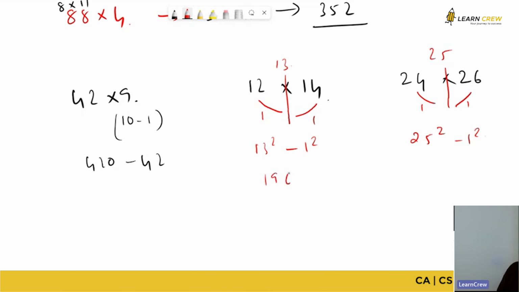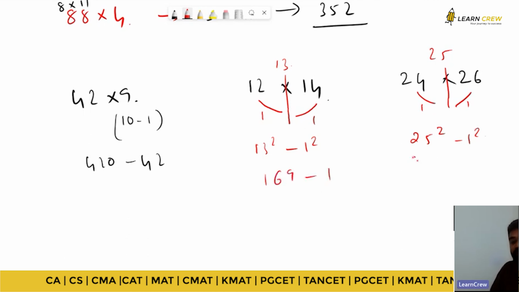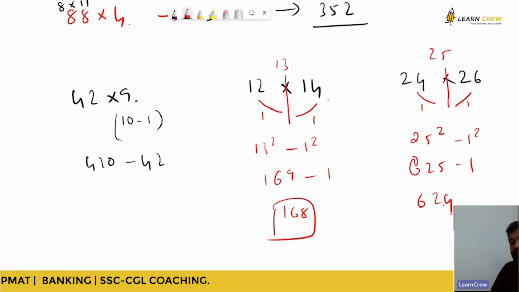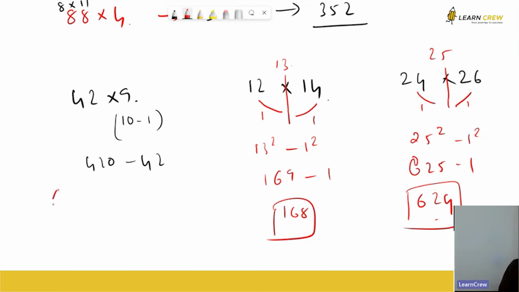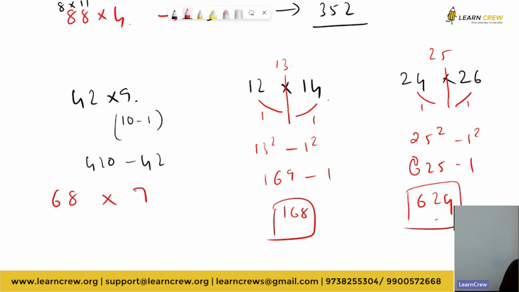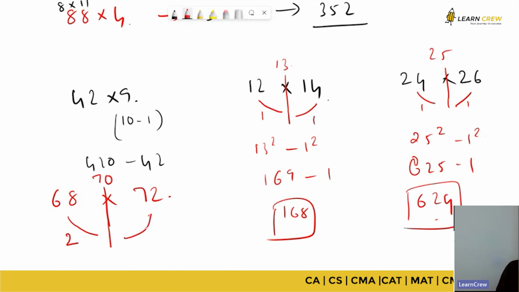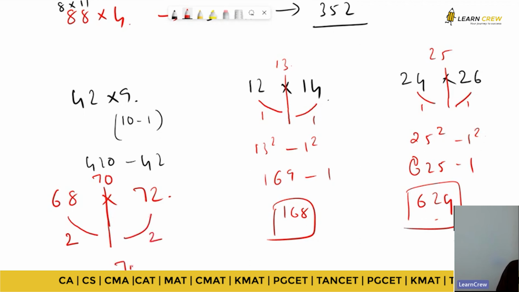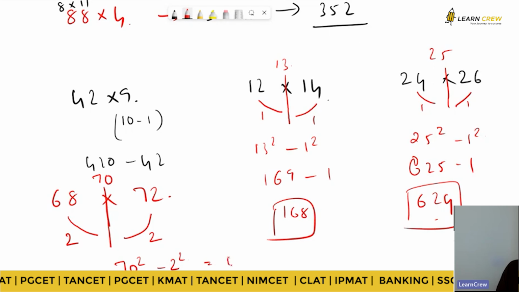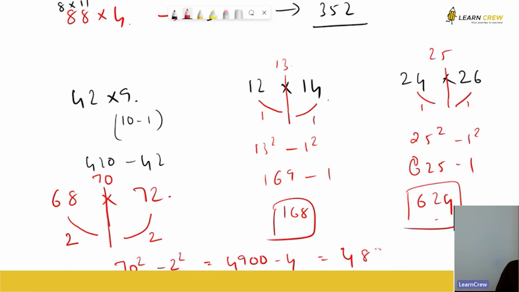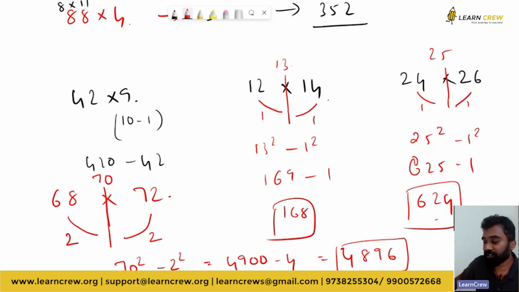So 169 minus 1, 625 minus 1. 168 is the answer for this. 624 is the answer. If the gap is something like 68 into 72, what's the in-between number? 70. So how much is this lesser than 70? 2. How much is this more than 70? 2. 70 square minus 2 square. That is nothing but 4900 minus 4. Okay. Consecutive numbers, consecutive even numbers.